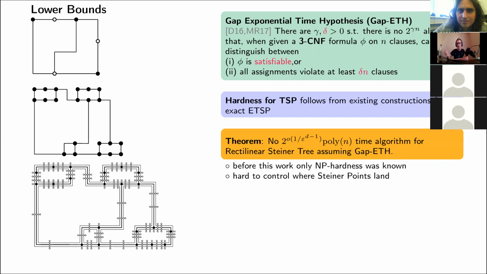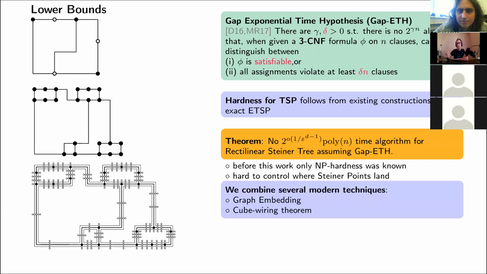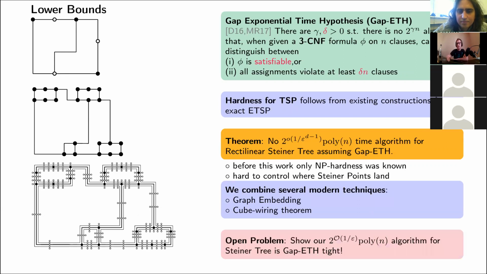The problem is that we cannot basically control where the Steiner points are. We combine graph embedding and group wiring theorem together to get this Gap-ETH lower bound. But we cannot do this for Steiner tree, and we leave it as our open problem. And these are the figures that we have in the paper, just for advertisement.